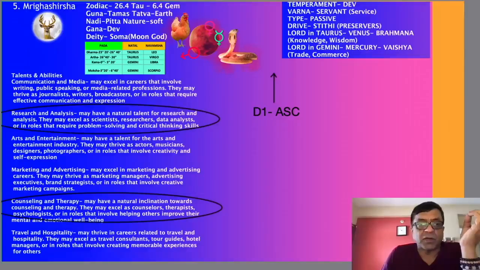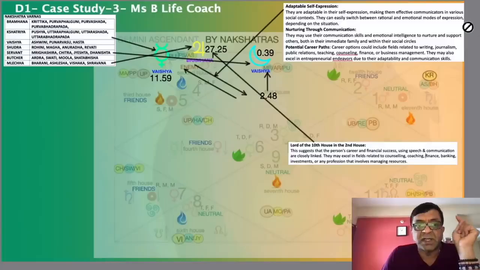Next, what other factor could be there? Her ascendant is in Mrigashira, right? And we will go back to the main chart before I come to this. There is an exchange of lordship. Let me see how we are doing on the processor if we are fine with it. I think I'll pause and come back here.